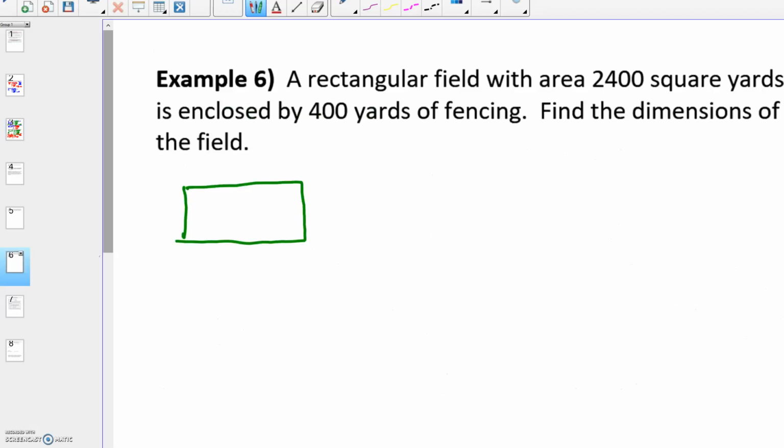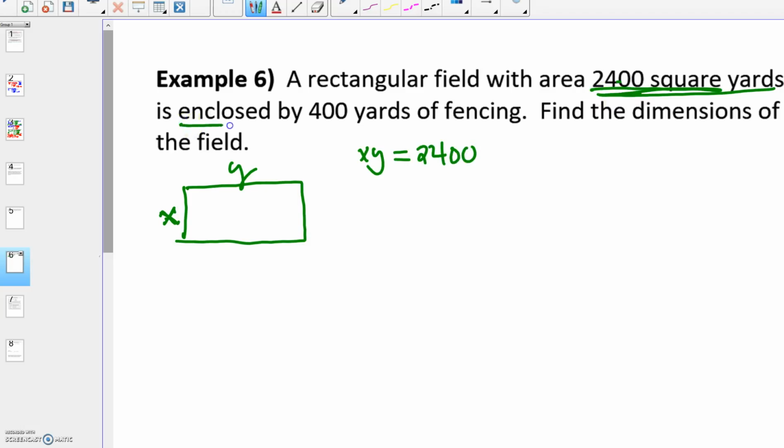Example 6 is the next one that I have not done yet, so let's take a look at this. I have a rectangular field, which I so lovely have drawn right there. We don't know how long its length and width are, so we'll call them X and Y. It says that it has an area of 2,400 square yards. Area is length times width, so X times Y is 2,400.